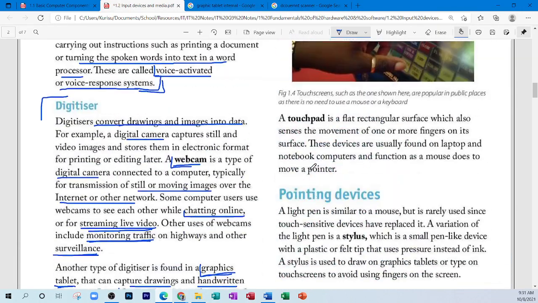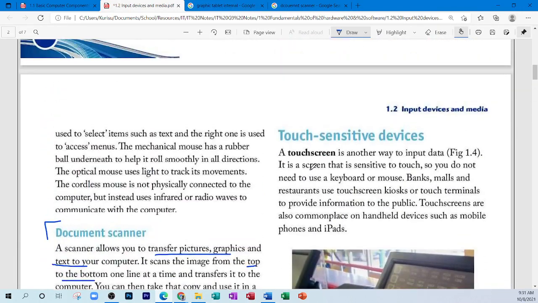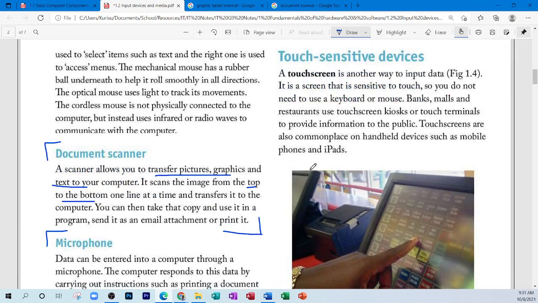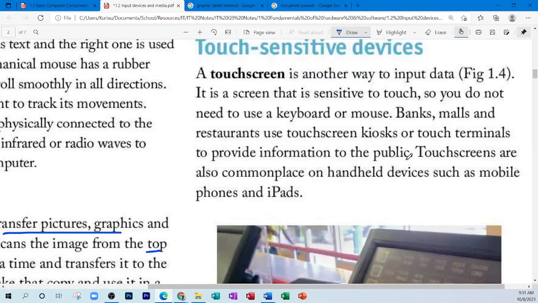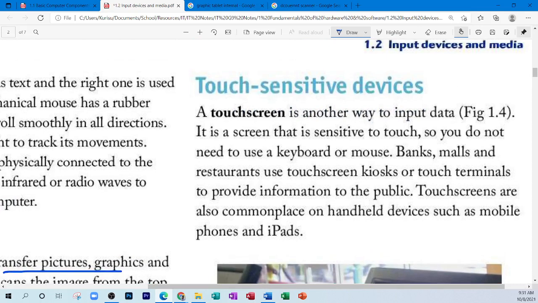Alright, so moving on. Remember, those are manual input devices, and we have to use them manually in order for them to function. Next we're going to look at some touch sensitive devices. The first one is going to go to, let's see, Leroy.